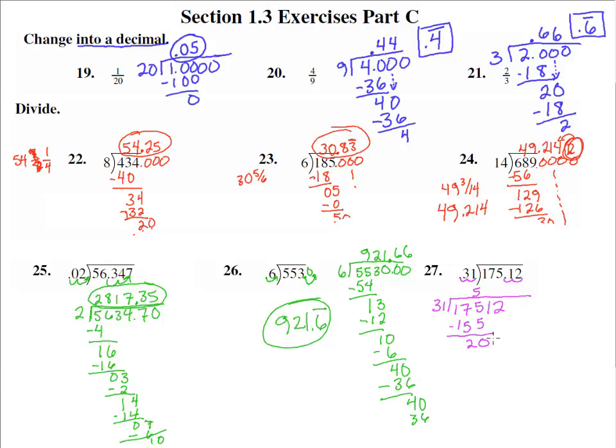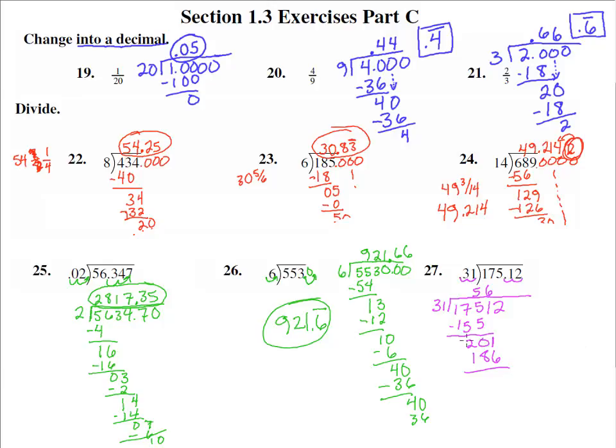Bring down the 1. All right, I'm going to have to estimate again. 30 going into 200 roughly. 3 into 20, that's a 6. So 6 times 1 is 6. 6 times 3 is 18. And now we subtract. Oh, shoot. We're going to have to borrow on this guy.